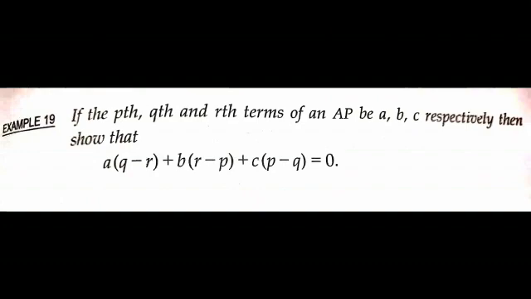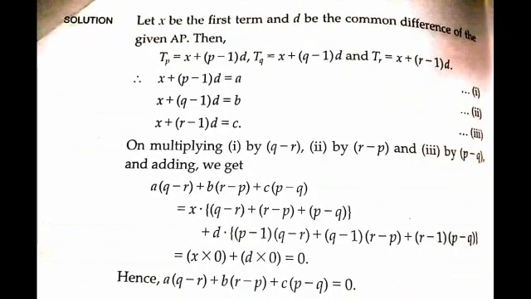And here in the question, if the pth, qth and rth terms of an AP are a, b, c respectively, then show that a into (q minus r) plus b into (r minus p) plus c into (p minus q) is equal to 0. Please note this question first. Now moving to its solution.